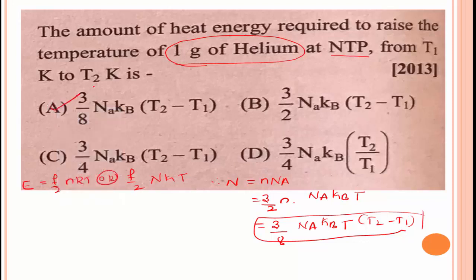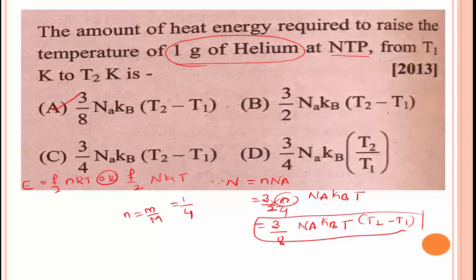Here the option A is the right answer, but we have to find the small n. Small n is equal to small m divided by capital M. Here the number of moles is equal to mass divided by molecular weight, that is 1 by 4, and multiplying by 1 by 4, you get 4 into 2 is 8, that is 3 by 8.